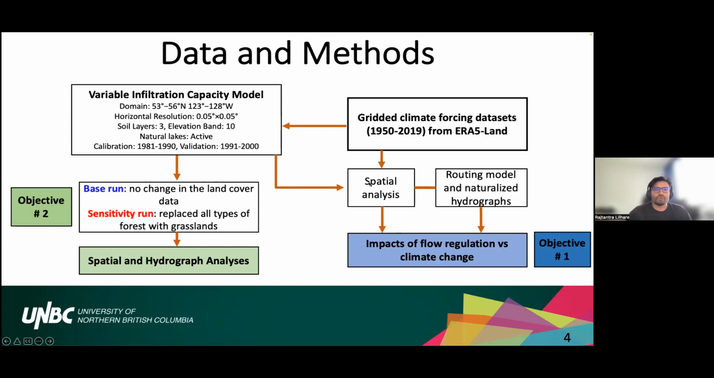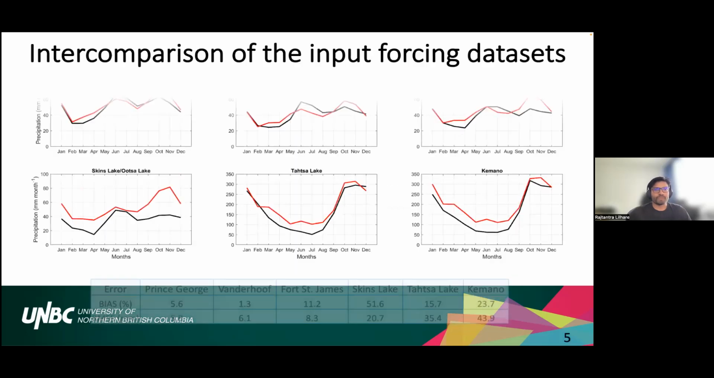For the first objective, we will be running the hydrological model and generating the hydrographs and comparing those with the regulated flows to identify the impacts of flow regulation versus climate change. For the second objective, I'm doing a kind of sensitivity analysis. In that, we'll replace all types of forest with grasslands and see the impacts of land cover changes on the hydrology of the Nechako River Basin.